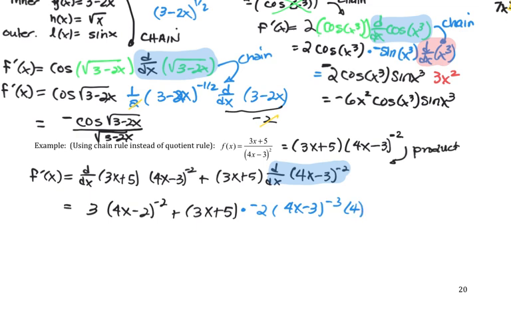So now it's a matter of simplifying. Let me just write it as 3 times 4x minus 3 to the negative 2 plus, let's see, it's actually minus, isn't it? Minus 4 times 2, 8. I've got a 3x plus 5. And I've got a 4x minus 3 to the negative 3. Now we need to simplify this. We don't leave negative exponents.